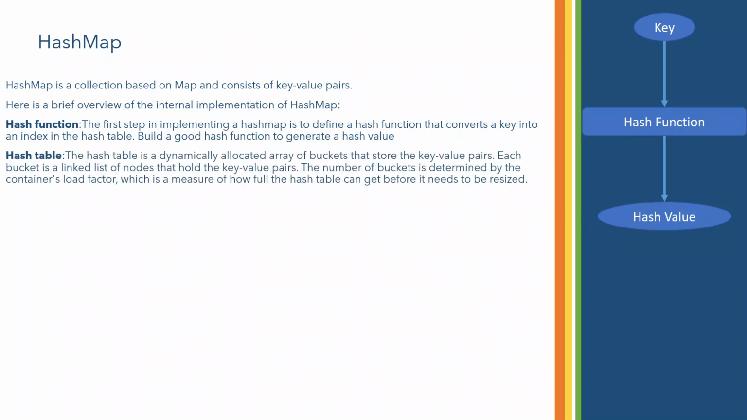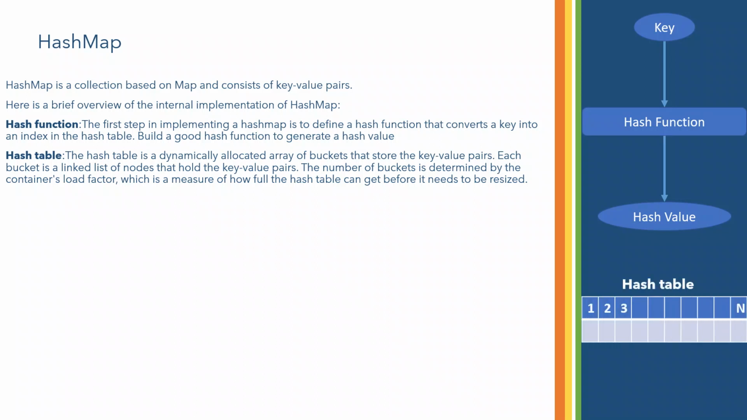Hash table. The hash table is a dynamically allocated array of buckets that stores the key value pairs. Each bucket is a linked list of nodes that hold the key value pairs. The number of buckets is determined by the container's load factor, which is a measure of how full the hash table can get before it needs to be resized.